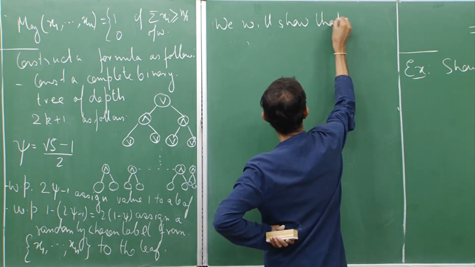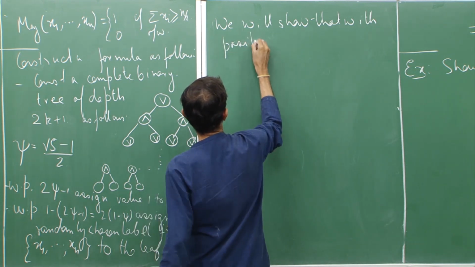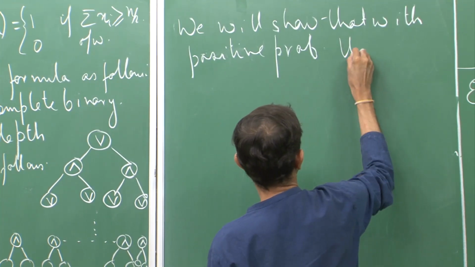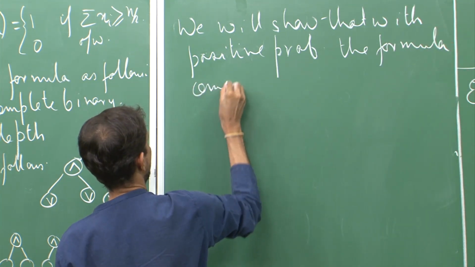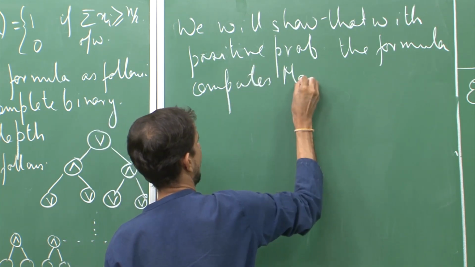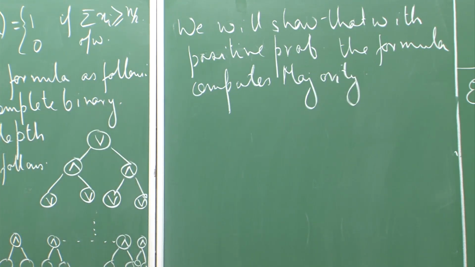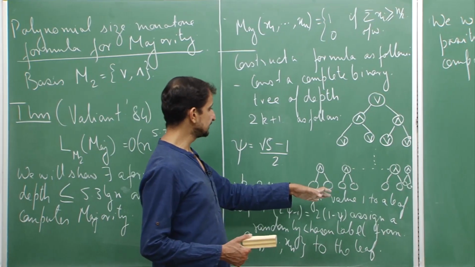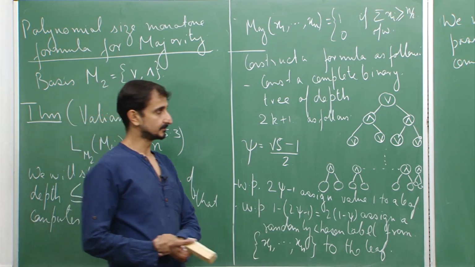We will show that with positive probability the formula computes majority. So, if the formula computes majority with positive probability, it means that there exists some formula which computes majority, okay, and the probability is over this distribution. Okay. So, this distribution of assigning values to the leaves.